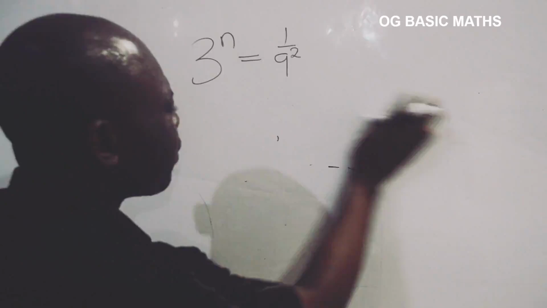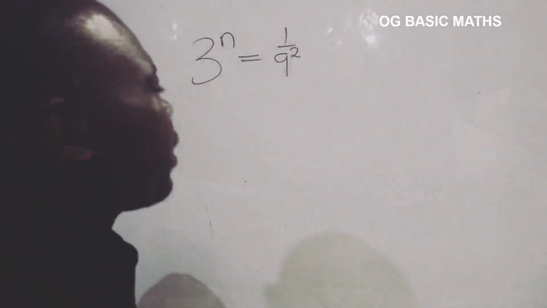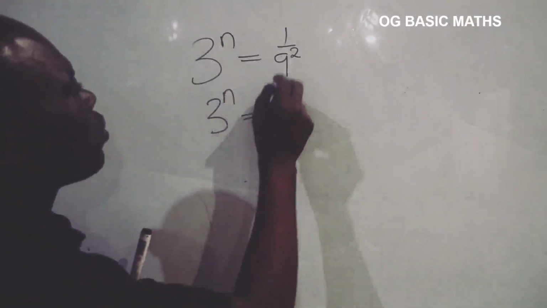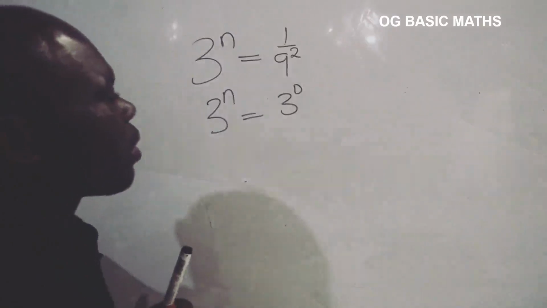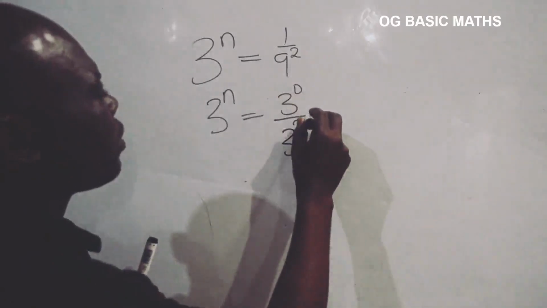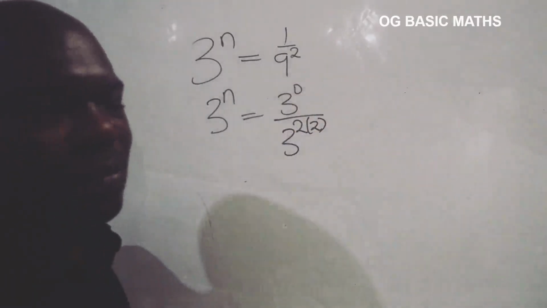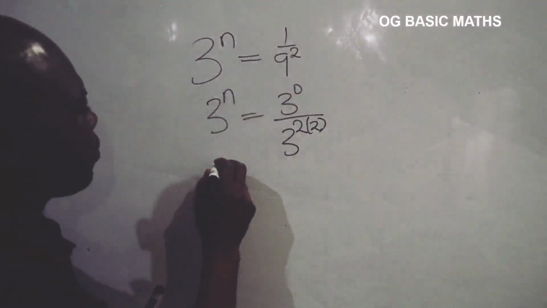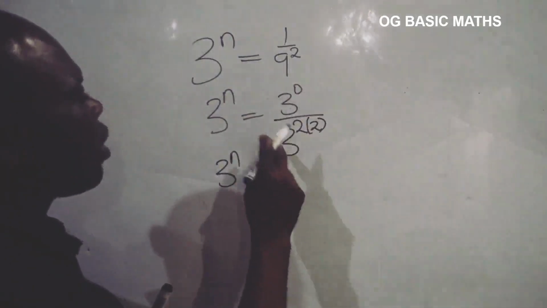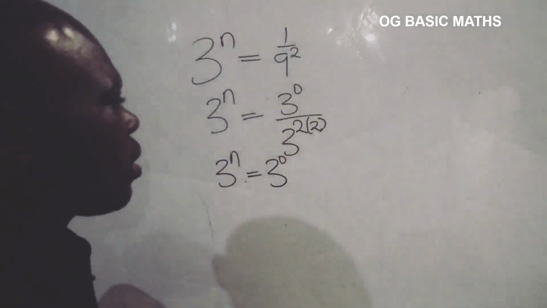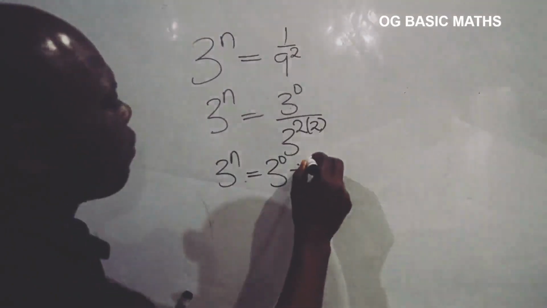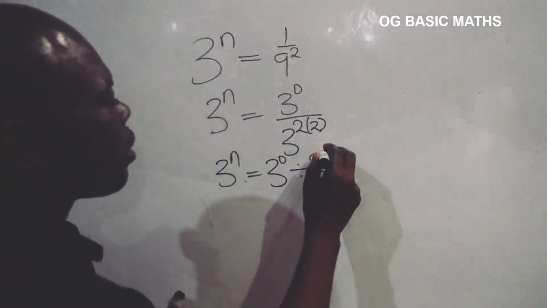Alright? So having gotten that into our head, we simplify now. So we have this to be 3 raised to the power of n equal to 3 raised to the power of 0, all over 3 raised to the power of 2 multiplied by these 2. Then to get it simplified, we have 3 raised to the power of n equal to this 3 raised to the power of 0. Remember that this is division. This thing means what? Division. It should be divided by 3 raised to the power of 2 times 2, which is 4.